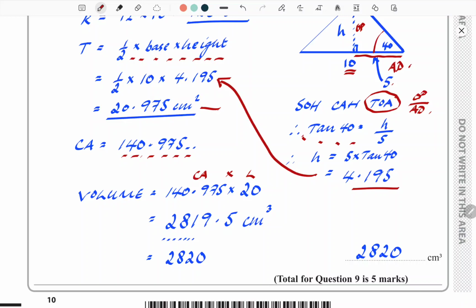And that gives us 2,819.5. Remember, the question wanted 3 significant figures. All right. So we're only going to take the 281 and then look at the 9. So it rounds up to 2820. All right, that's your answer there.